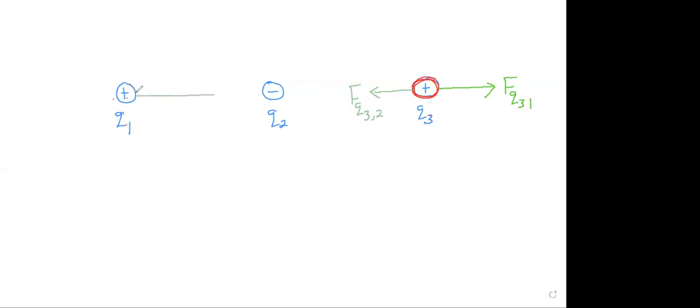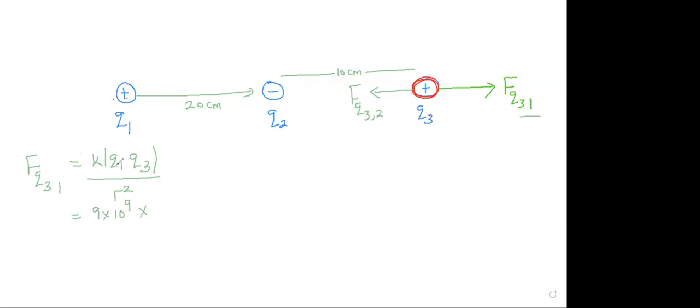From here up to here, our distance was given as 20 centimeters, and from here up to there, it was given as 10 what? Centimeters. So now I'm going to first find the force on charge 3 due to charge 1. We say this is K, Q1, Q3 over R squared. So what is our K? 9 times 10 to the power 9. Very good. Times what is our charge 1?